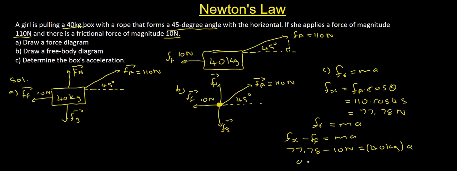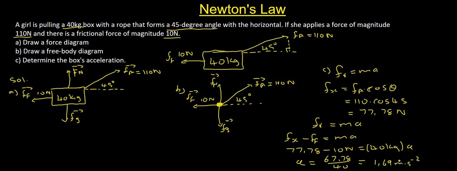Then to get our acceleration, it will be equal to 77.78 minus 10, which is 67.78. Then we divide both sides by 40. We're going to get 67.78 divided by 40. Then this will be equal to 1.69 meters per second squared.